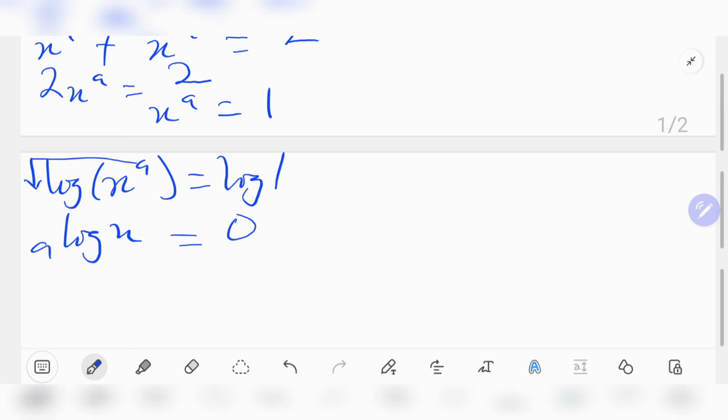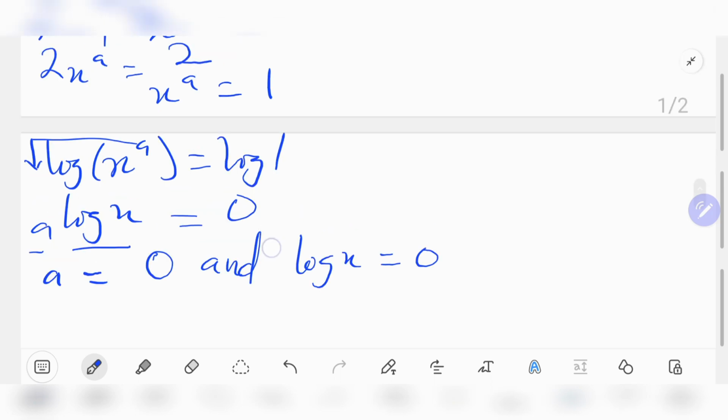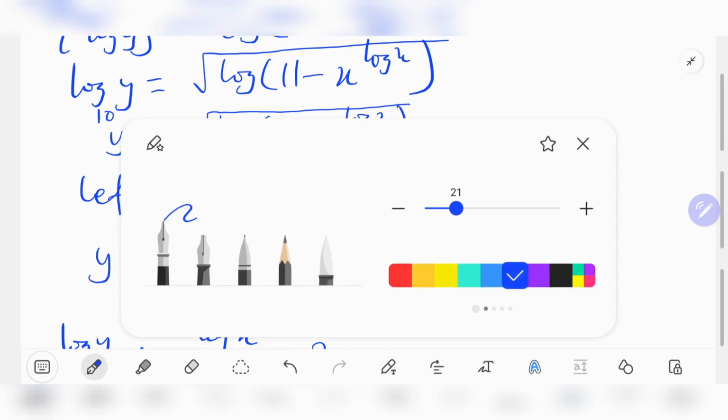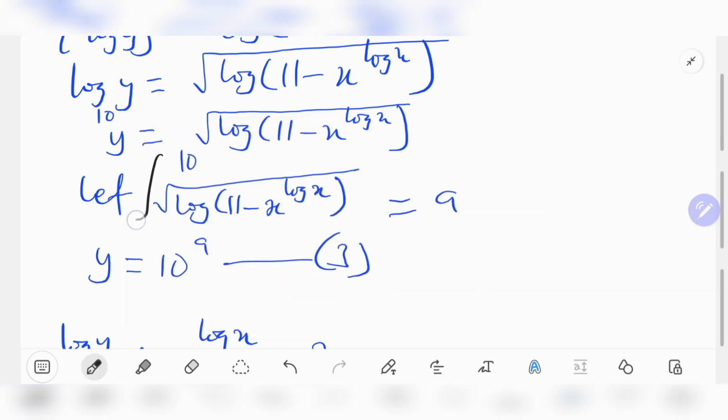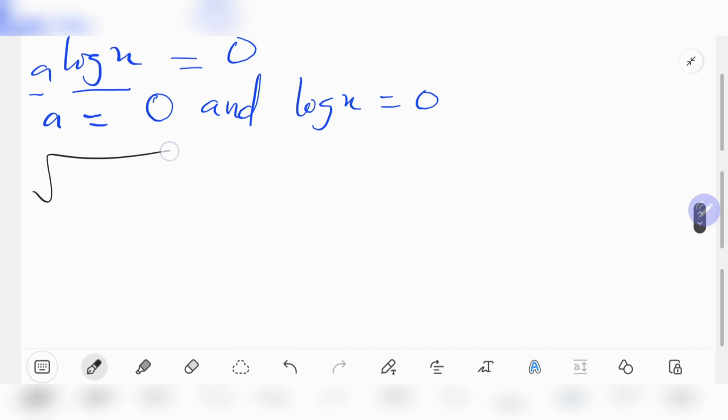Now from here we can just take any of these two terms and then equate it to 0. And then we can proceed to find our answer. So we can equate a to 0 and at the same time equate the whole of log x to 0. Now, if a is equal to 0, remember from when we were making y the subject, we have our a to be this expression. So we have a to be square root of this whole thing.